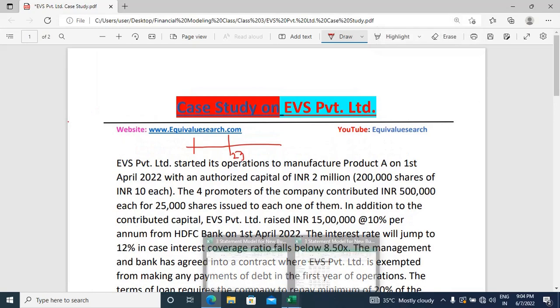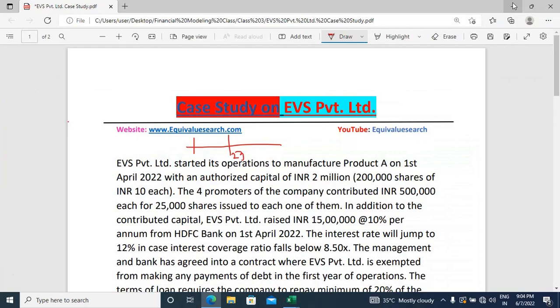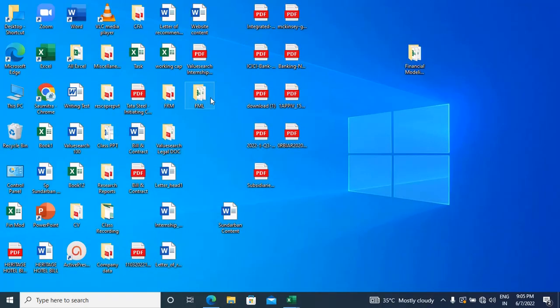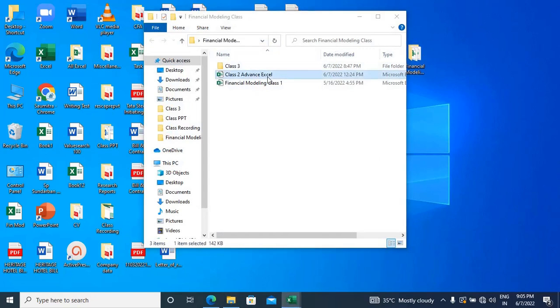So let us now head on to the blank Excel sheet. You can see this is a blank Excel sheet, and here we are going to develop today's model. Now if you open up last day's Excel sheet, which I shared with all of you in the WhatsApp group.